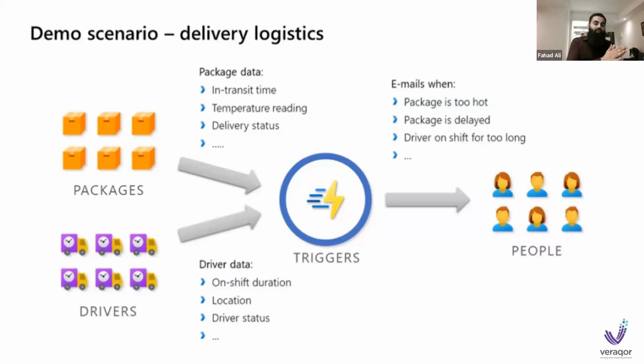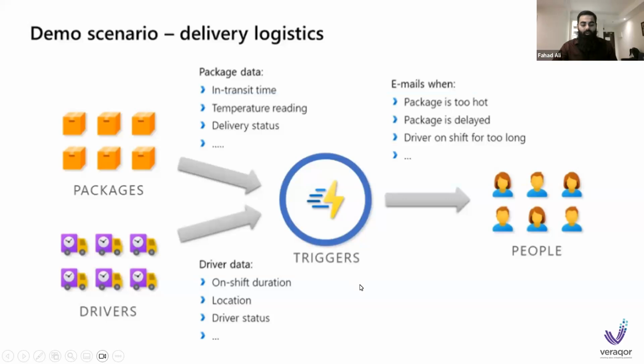It is telling if the package is too hot, because you could set policies and rules in there. It is telling if the package is delayed or not, and it's telling if the driver on shift has been on the shift for too long or not. This way, the people who are actually out there don't have to worry about what's happening in the business. They just get the updates on the go. They don't have to put anybody in there. This is a proactive approach rather than a reactive approach, and this is where the value gets derived.